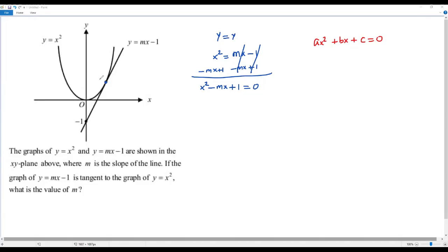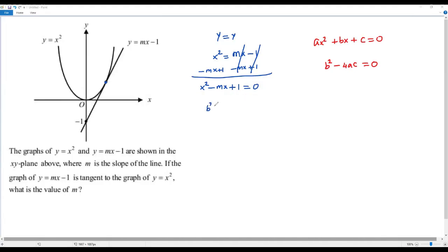Since the parabola and line intersect at only one point, the system of two equations will have only one solution. Here I got this quadratic equation by solving the given system, so this quadratic equation will have only one solution. Okay, let's consider the quadratic equation in standard form. If a quadratic equation has only one solution, then the value of the discriminant b squared minus 4ac must be equal to 0. Since this quadratic equation has only one solution, the discriminant b squared minus 4ac for this quadratic equation also will be 0.